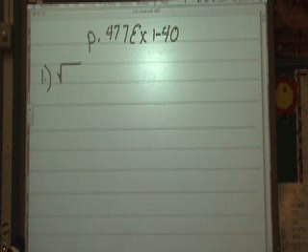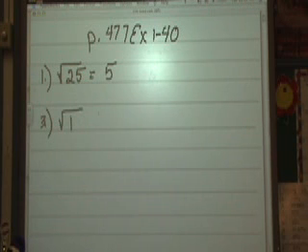So the square root of 25, no calculator. What number times itself makes 25? 5. Number 3, the square root of 1. What number times itself makes 1? 1.